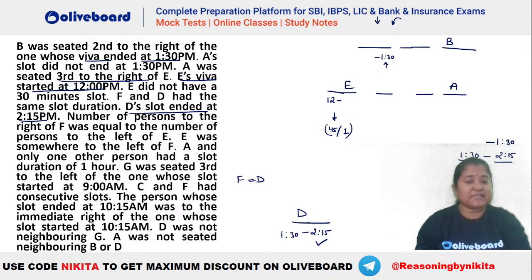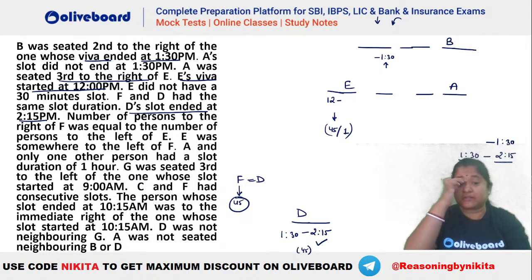So you can understand that D is how much? 45 minutes. 1:30 to 2:15 is 45 minutes. So that means F also has to be 45 minutes in total, right? So that will be the situation here. After that, what is given? The number of persons to the right of F was equal to the number of persons to the left of E. E was somewhere to the left of F, right?